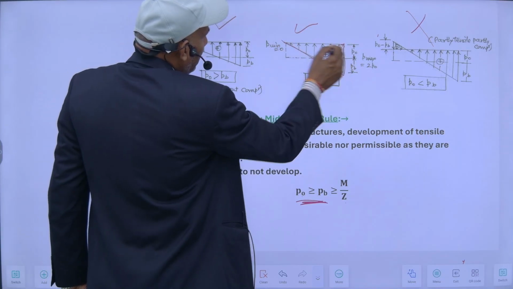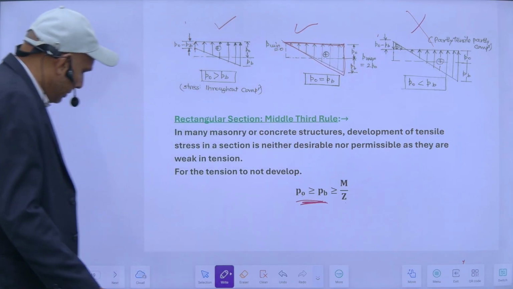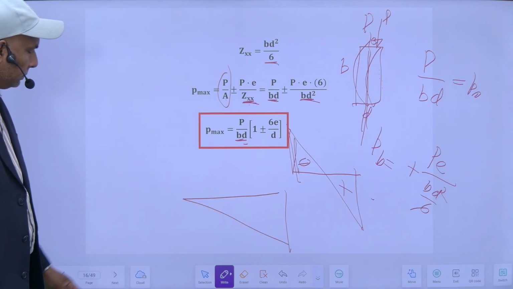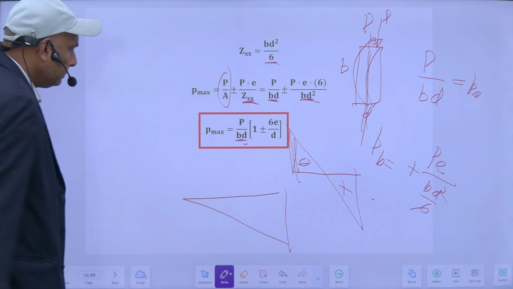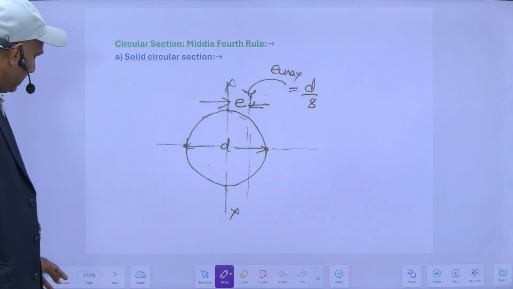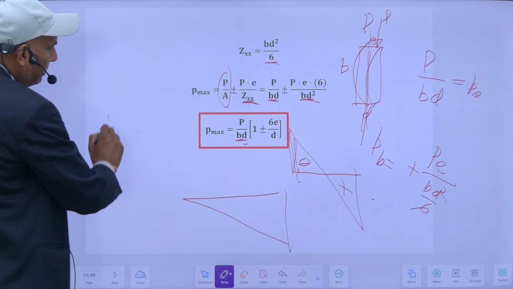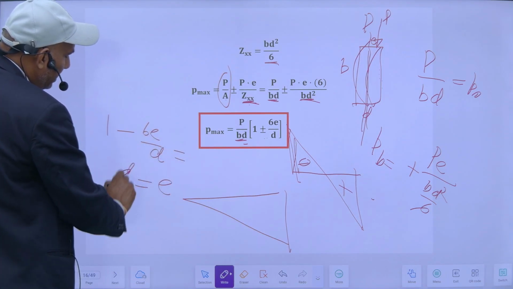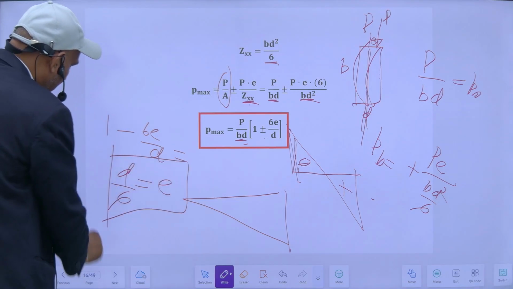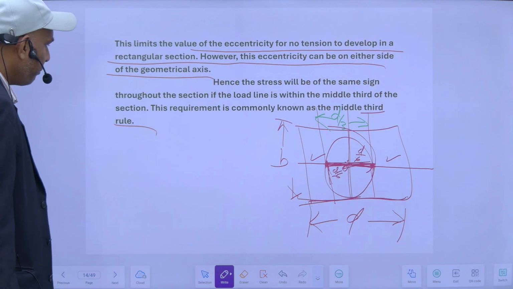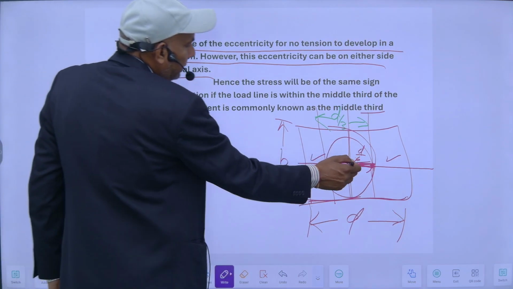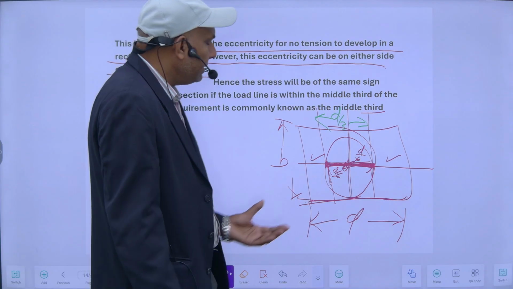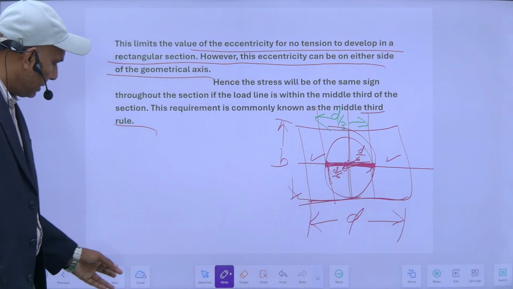So if I put this value here as 0, it will give 1 minus 6E upon D equals 0, so E is equal to D upon 6. That's what I have explained earlier. So my eccentricity should be within this range, D by 6 on this side or D by 6 on this side. So it should be within the middle third. So it is called the middle third rule.